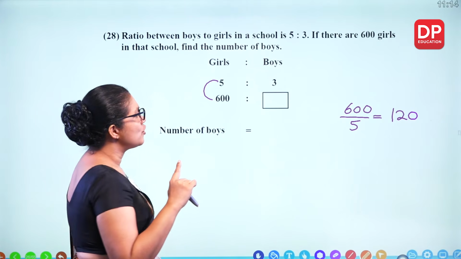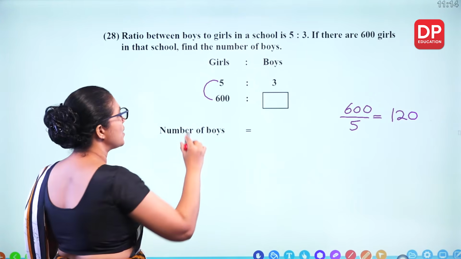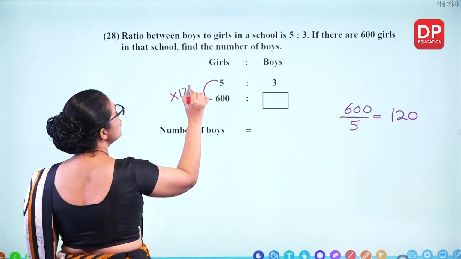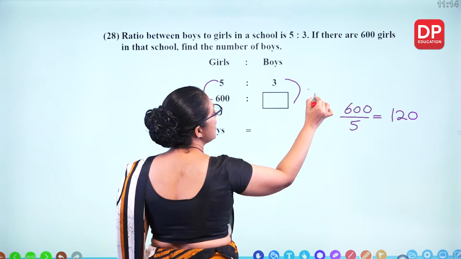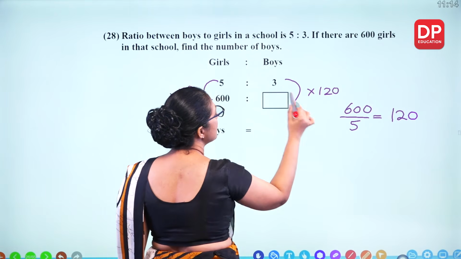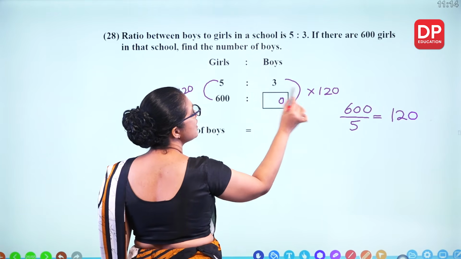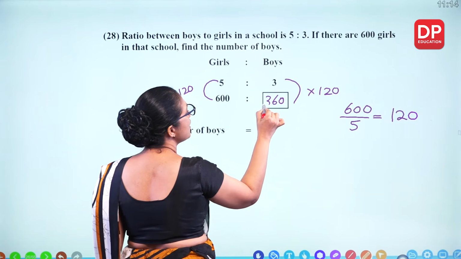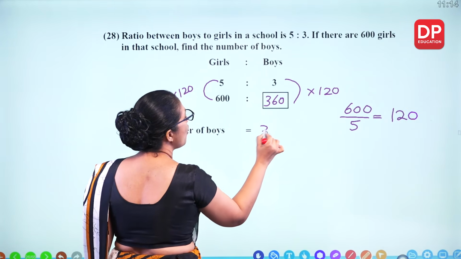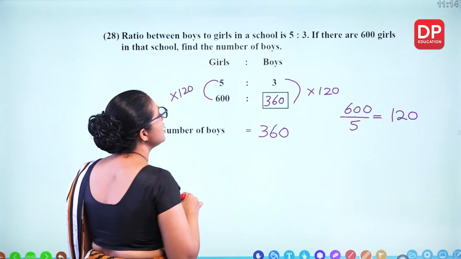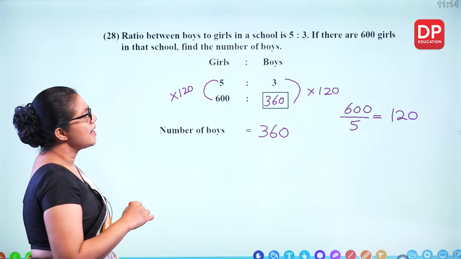So you need to multiply by 120. So you do the same thing here. Multiply by 120. 3 times 0, 0. 3 times 2, 6. 3 times 1, 3. So how many boys are there? 360 boys.